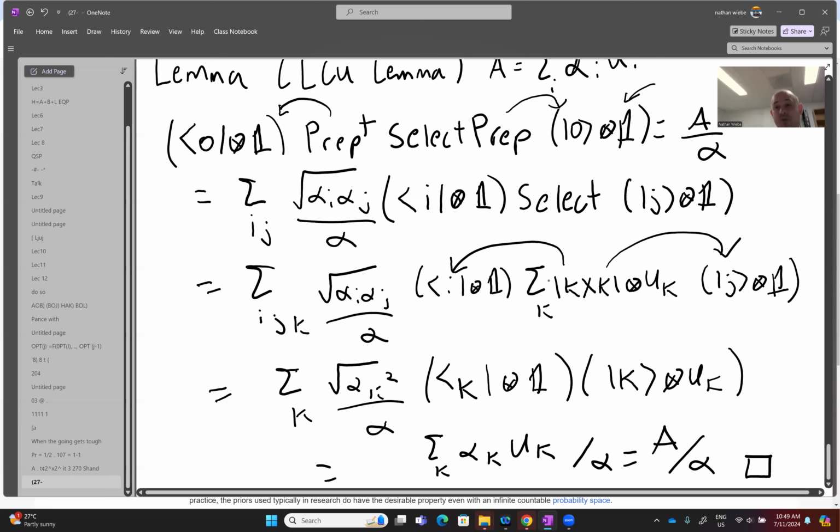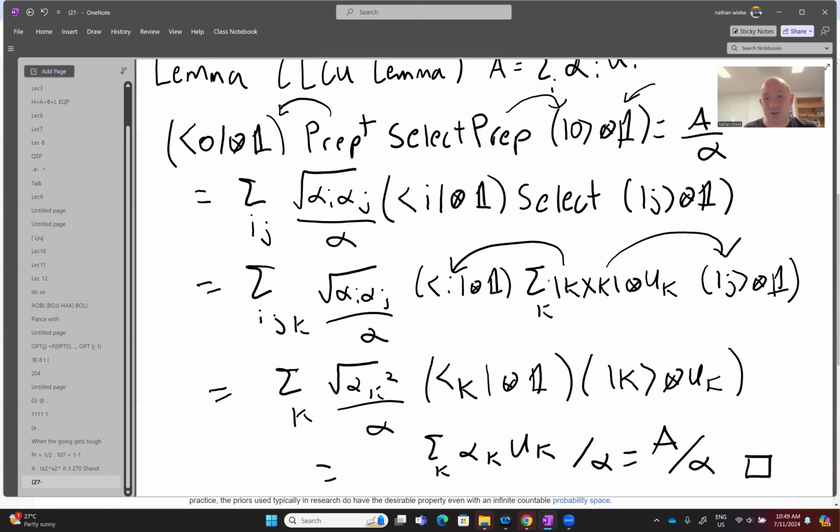So this shows how we can use LCU in order to block encode literally any operator that we feel like. So that's pretty neat. Now we'll go into greater detail about the kind of amazing things that we can do with the LCU lemma, but let me just begin with a simple example that will give you a hint of the neat stuff that we can do with it.